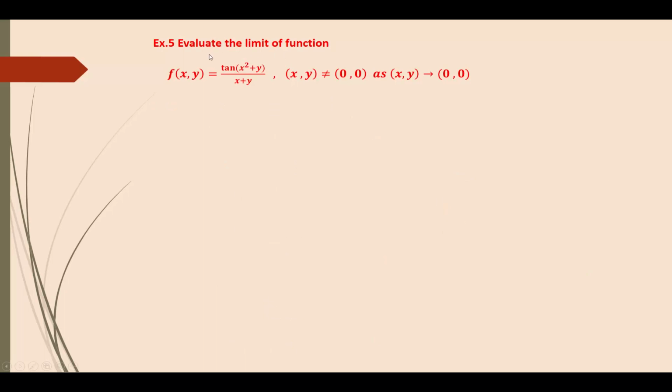Example 5. Evaluate the limit of function f of x, y equal to tan of (x square plus y) upon (x plus y) for x, y not equal to 0, and evaluate this limit as x, y tends to 0, 0. So assume that the given limit is L, let L equal to limit as x, y tends to 0, 0 of tan of (x square plus y) upon (x plus y). Now evaluate this limit along different path. First choose the path x-axis, that is y equal to 0. This equation is in terms of x only.